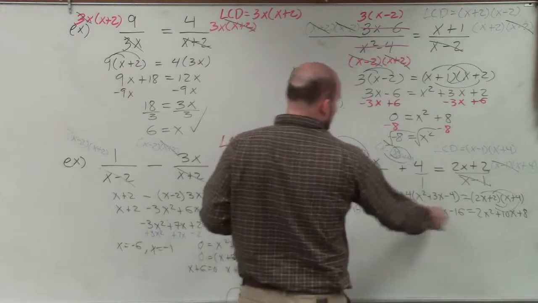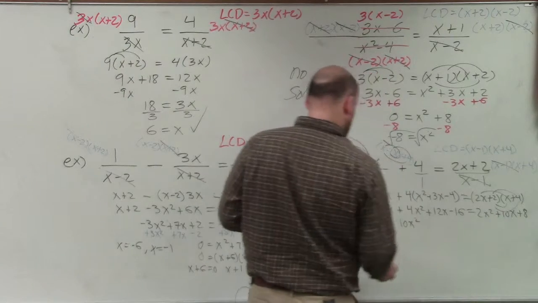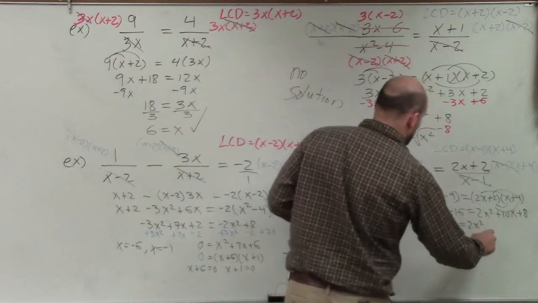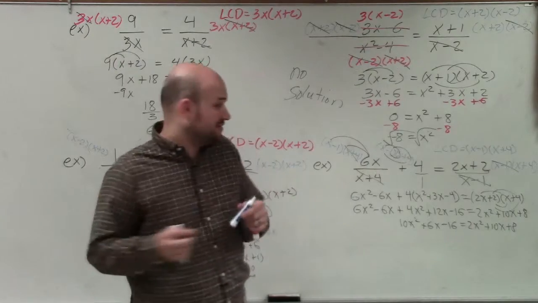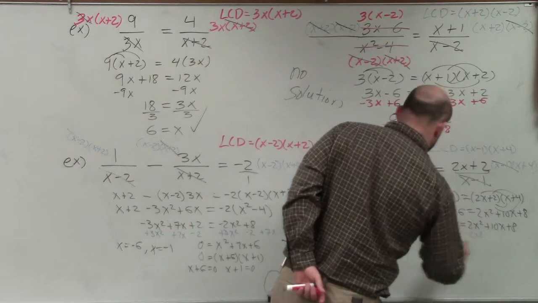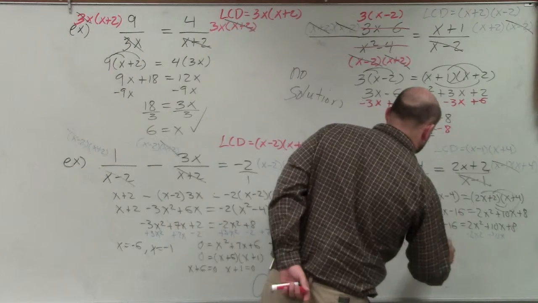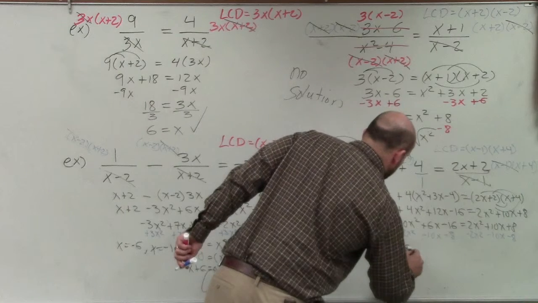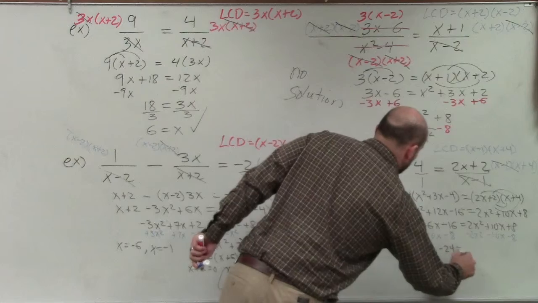In this case, let's combine everything first. So when I combine them on the left side, I get 10x squared plus 6x minus 16 equals 2x squared plus 10x plus 8. I can either solve for the x on the left side or the right side. I'm going to solve for them on the left side. So I'm going to subtract a 2x squared on both sides. I'm going to subtract a 10x on both sides. And I'm going to subtract an 8 on both sides. Therefore, I'm left with an 8x squared minus 4x minus 24 equals 0.